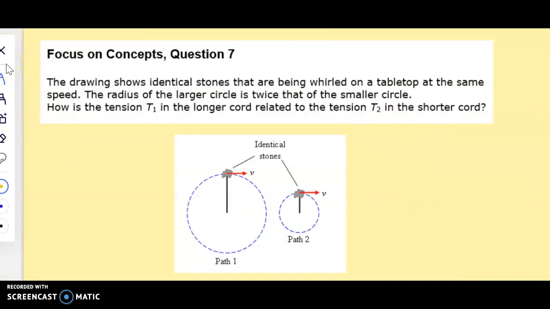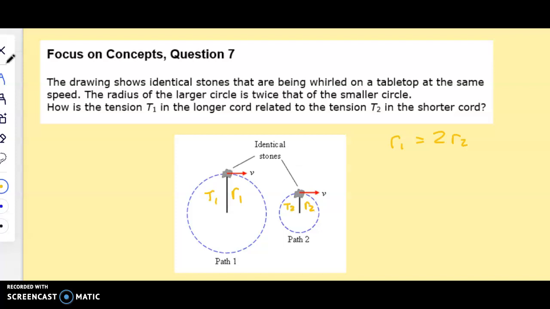Now, on my other example for this video, I focus on concept number 7. See what we have here. We have two stones, identical, same masses, right? And they're being rolled on a tabletop, so I guess we're looking down on them. It says the radius of the larger circle is twice the smaller circle. So I've got radius 1, I've got radius 2, and radius 1 is 2 times as big as radius 2. It says, how is the tension T1, that'd be the one over here in this string, related to the tension T2, that'd be the one over here?